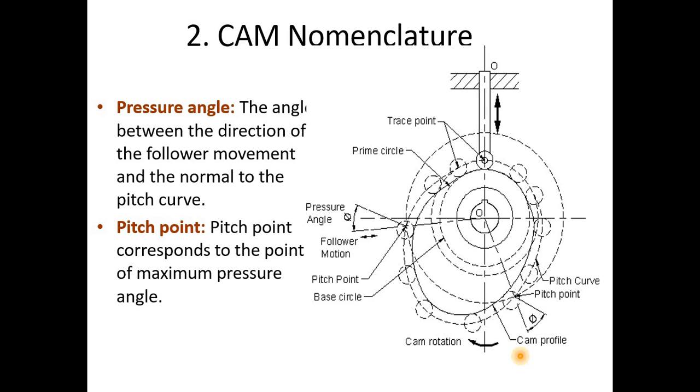Next is pressure angle. You can see over here, this is a roller follower in contact with the cam. Draw a line from the center of the cam through the center of the follower. The angle between the direction of the follower motion and the normal to the pitch curve is what we call the pressure angle.